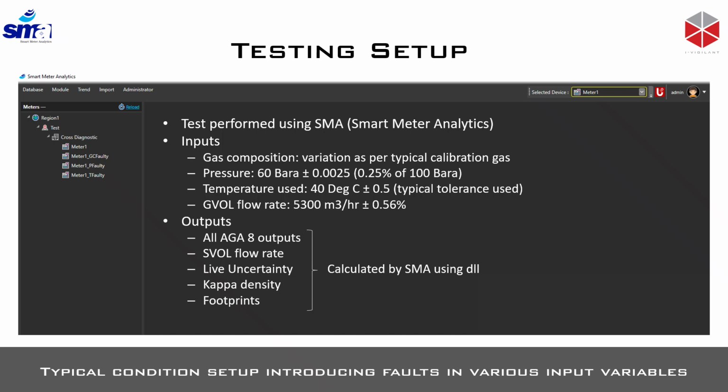The outputs are all calculated by SMA using the DLL. So we create DLL functions of AGA8, a DLL function of standard volume flow rate, live uncertainty, kappa density, and we also did the footprinting on here. Everything is done on the SMA. So we can then, following that, compare all these results within this tool.